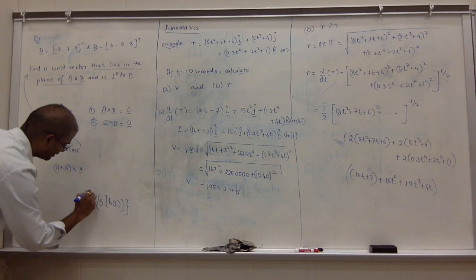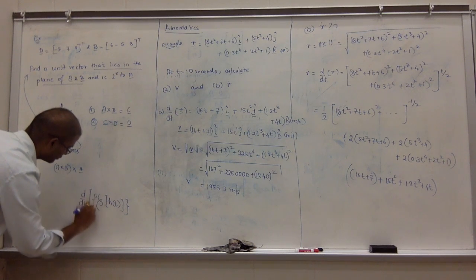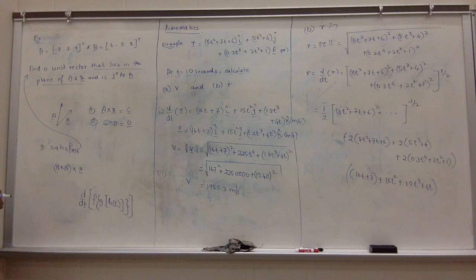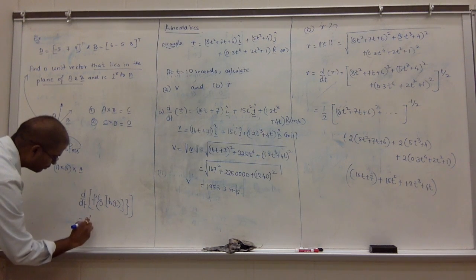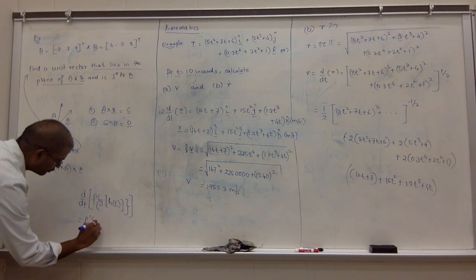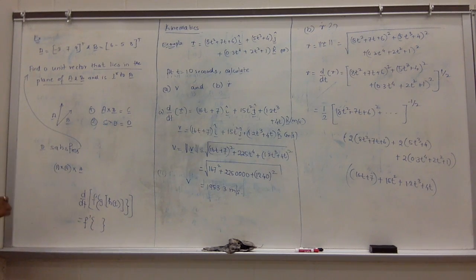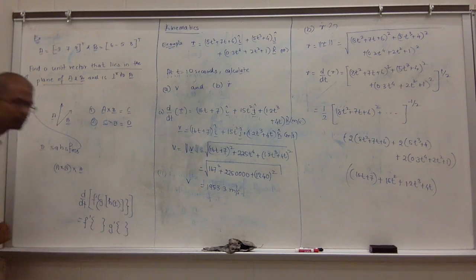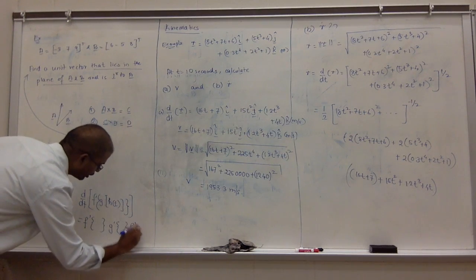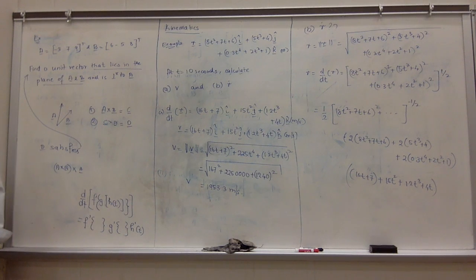Running out of brackets. So if you have it like this, right? So this h of t, how do you take the derivative of this? This would be f prime of its function into g prime into h prime. You need to do this, right? That's how you take the derivative. That's the chain rule.